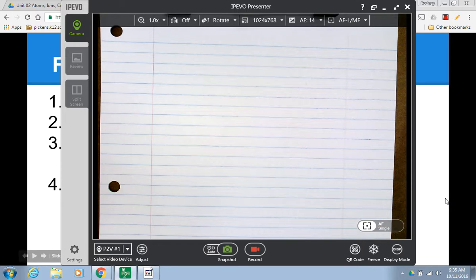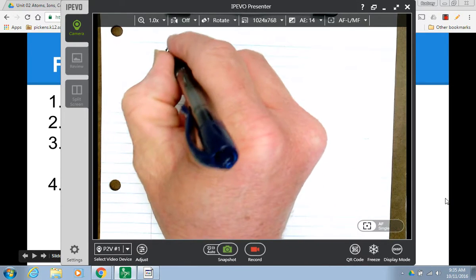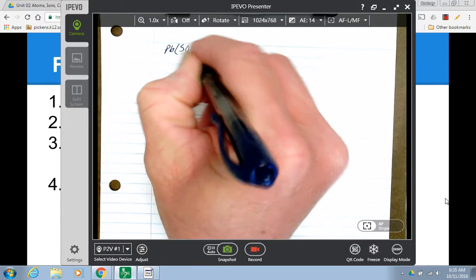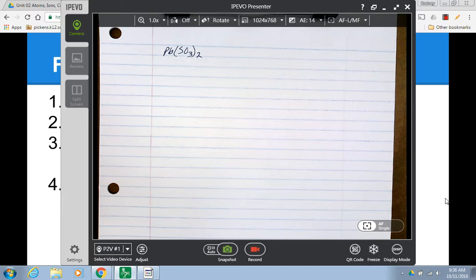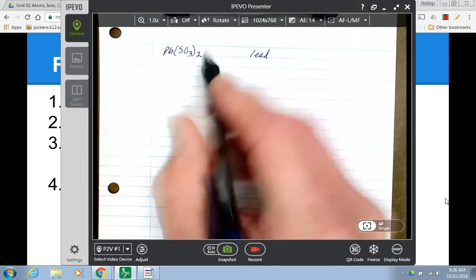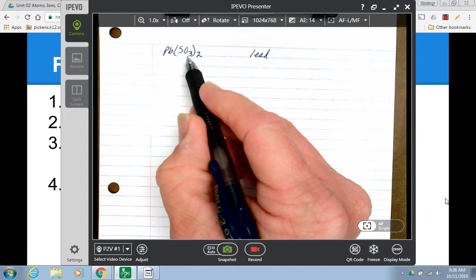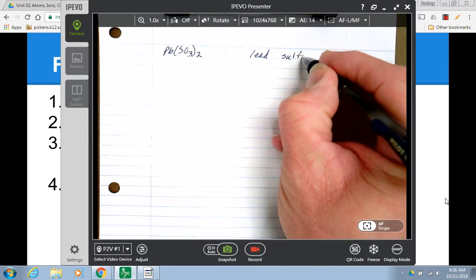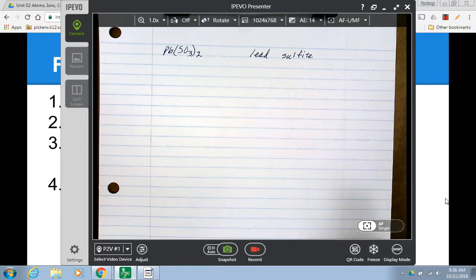All right, the next example that we're going to take a look at is PbSO3. PbSO3, that should be contained in parentheses with a 2 on the outside. Now, Pb is lead, and then SO3, you'll look that up on your polyion sheet, and that's called sulfite. So we don't change the ending, we just write it down.